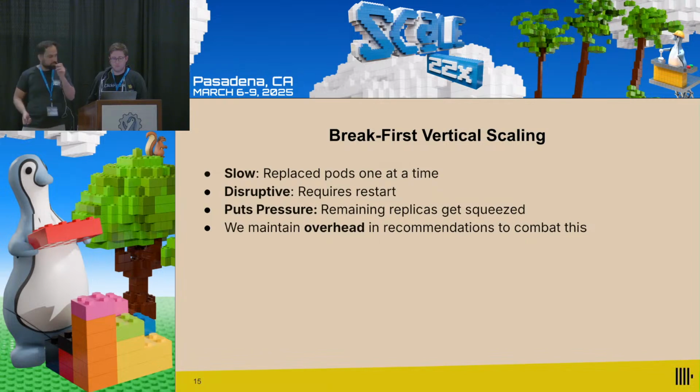So just to summarize, break first scaling is slow, it's disruptive, it puts pressure. And actually inside our cloud, what we've done is we've added some sort of extra overhead of memory and CPU resources just to combat that extra pressure that happens while the pod is undergoing the restart.